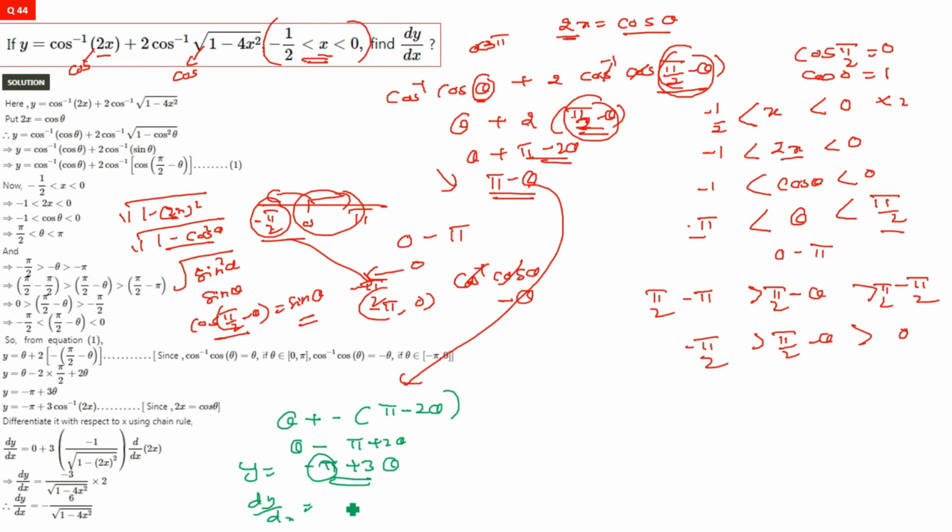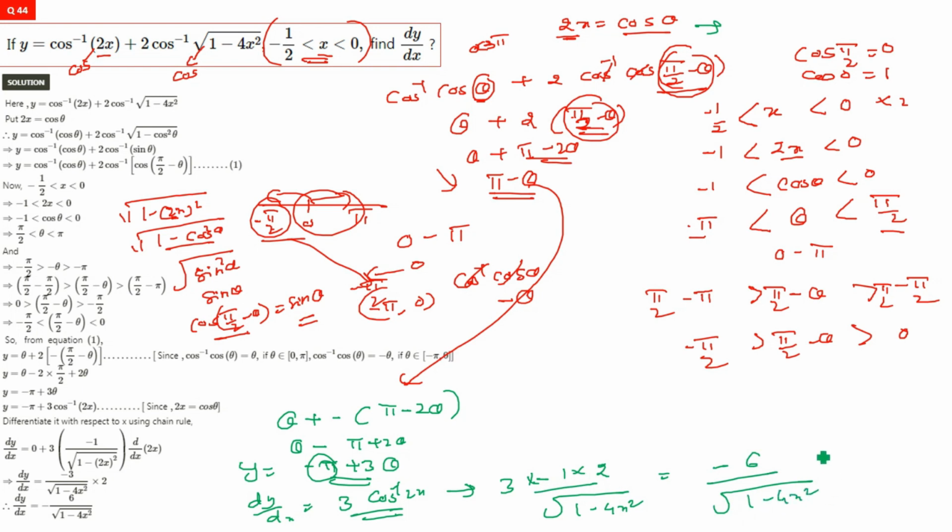Now d/dx of negative pi is constant, so it will be 0. 3 theta, theta is what? Cos inverse 2x. Now when you differentiate this, 3 cos inverse 2x is what? Cos inverse differentiation is negative 1 divided by under root 1 minus the content square. So 1 minus 2x square, 4x square it will be. Then the differentiation of 2x will also be done. It will be 2. So what do you get? 3 into 2 into minus 1, negative 6 divided by under root 1 minus 4x square. This is the correct answer.